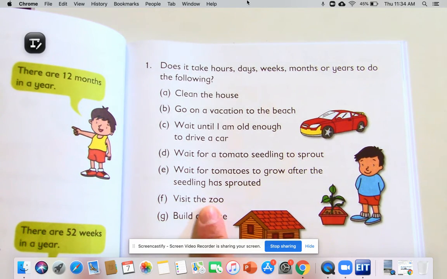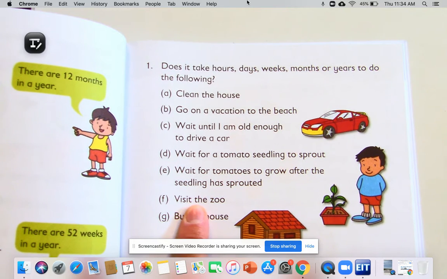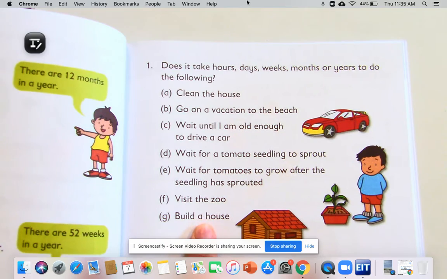Visit the zoo. Usually when I go to the zoo, I spend about 1 year there. No, that's not right. I spend about a month at the zoo. No, that's not right. A week? No. A day? Usually a few hours. When we go to visit the zoo, we spend a few hours in the morning or the afternoon.